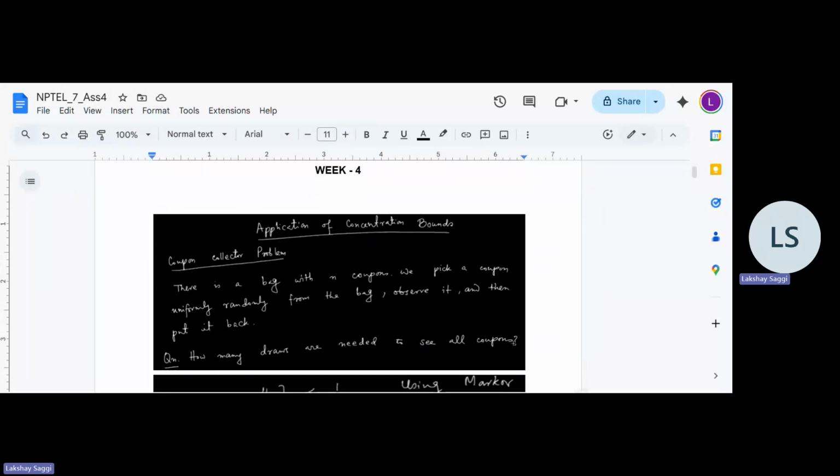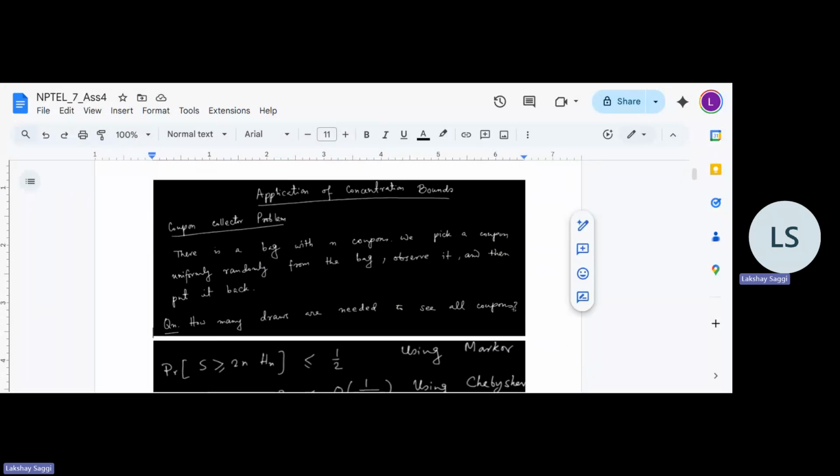This is week 4, and let's just start with some recap. In this week, the main idea was trying to apply the concentration bounds which we learned in week 3 to various kinds of problems. For example, one of the most famous problems in this regard is the coupon collector problem.